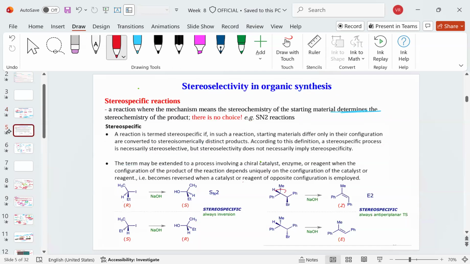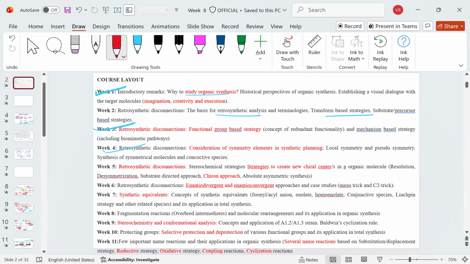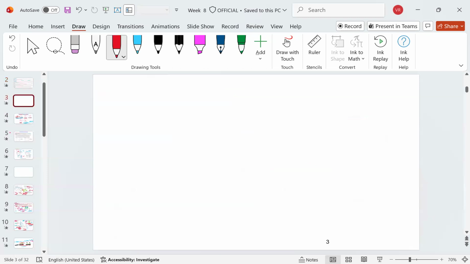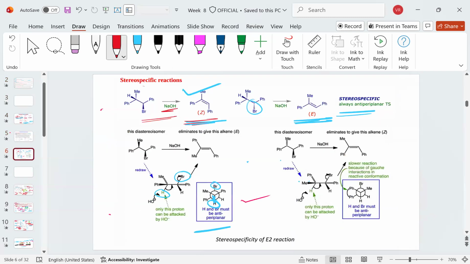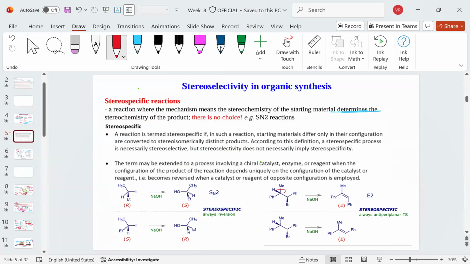So we are studying here the retrosynthesis, and we are slowly moving toward the retrosynthesis of some chiral molecules. Before going directly to retrosynthesis, I want you guys to understand some basic concepts and terminology, mainly stereospecific reactions and stereoselective reactions.